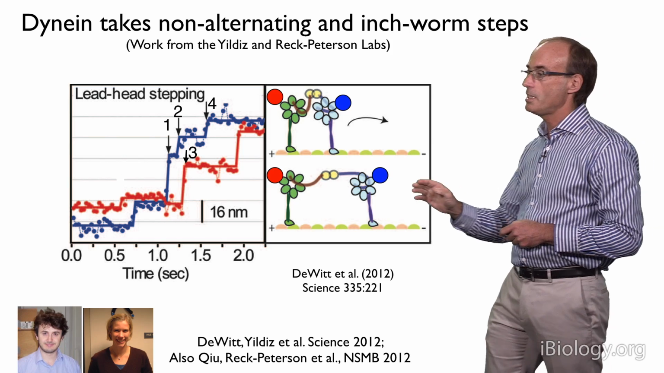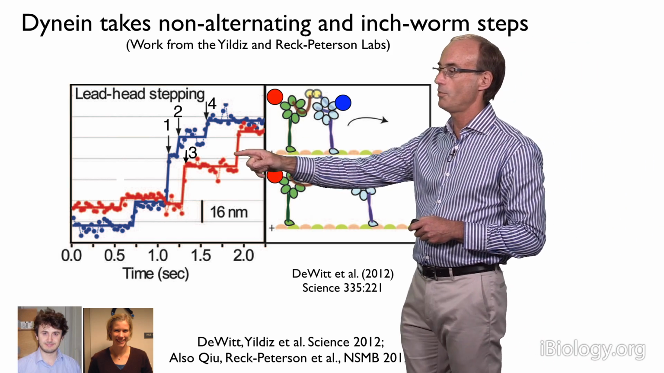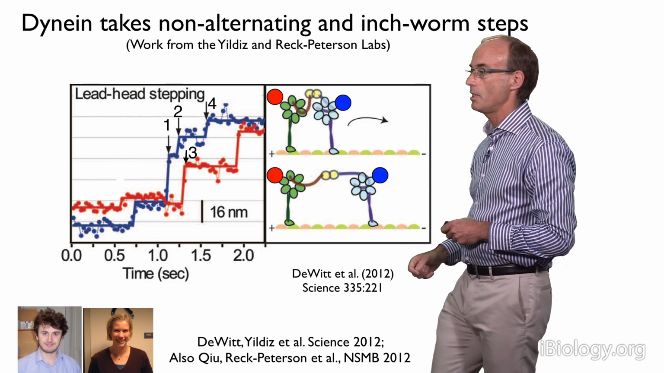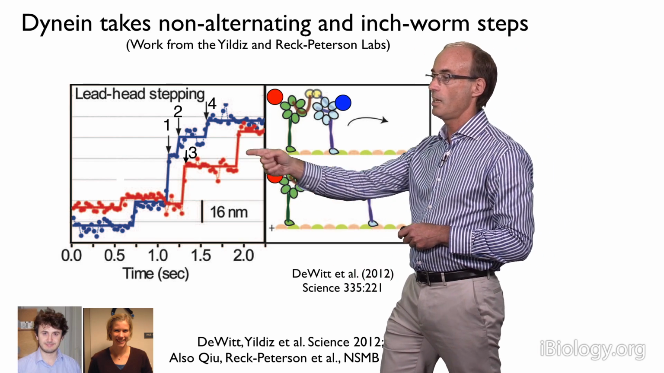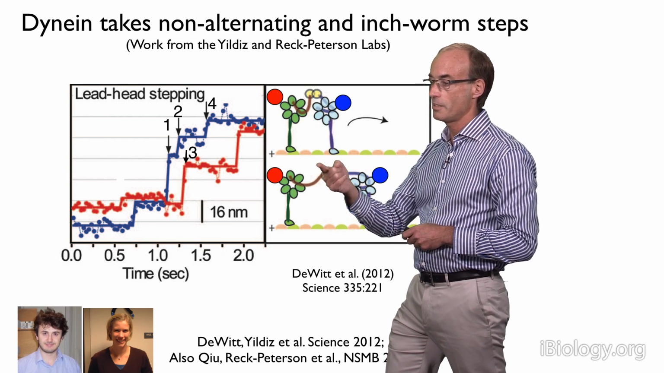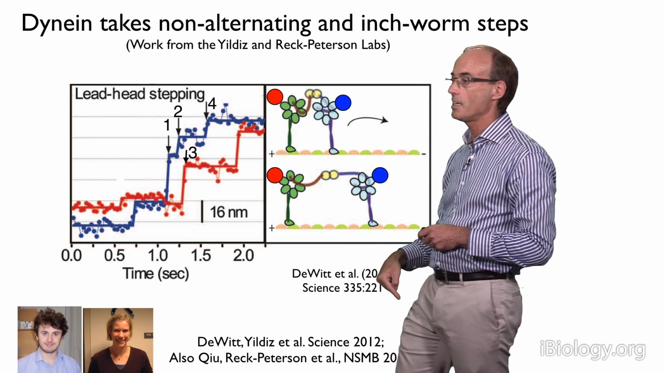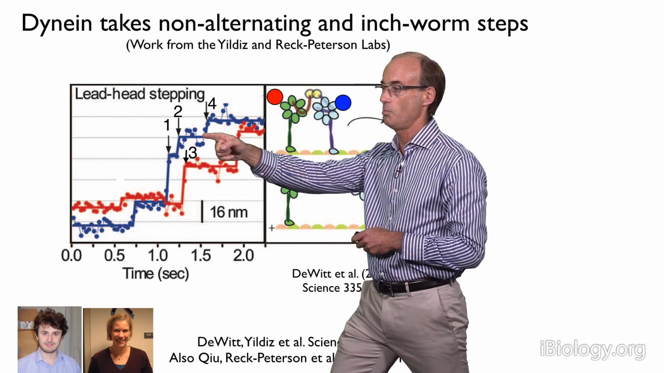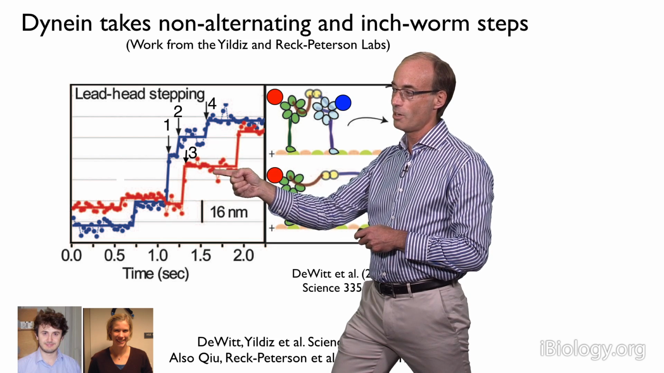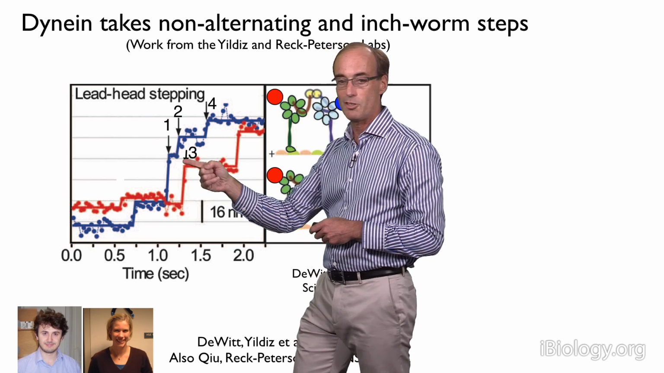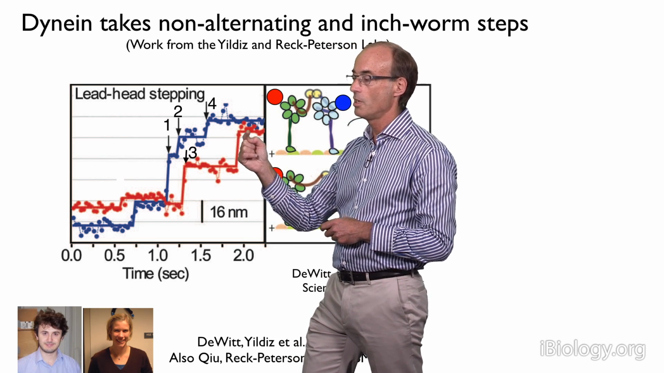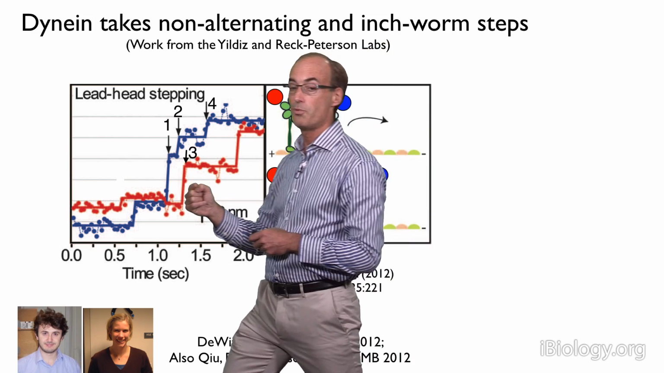So what you can see here is if we look at the position of the blue head, in step number one, it's taken a big step forward. But in step number two, instead of the partner head taking the step, that same head now has taken yet another step along the microtubule. That is step number two. And now finally the rear head in step number three begins to catch up, but it doesn't pass the blue head. And now in step number four, the blue head still takes another step forward.